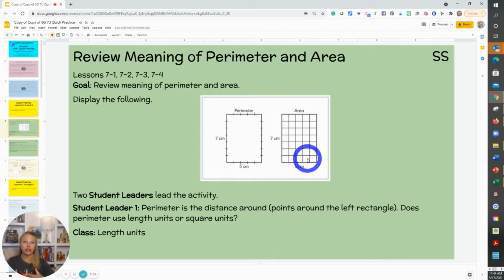So every day, boys and girls, what is area? I say area is the squares we count inside. It's the square units that take up that space. What is perimeter? Perimeter is all the way around. You add up the sides. Perimeter is the side lengths that are all the way around a figure.